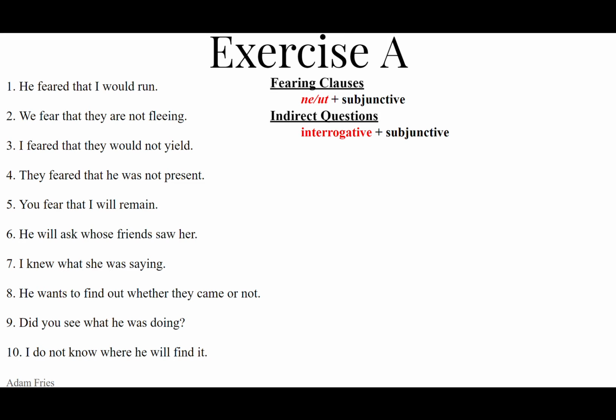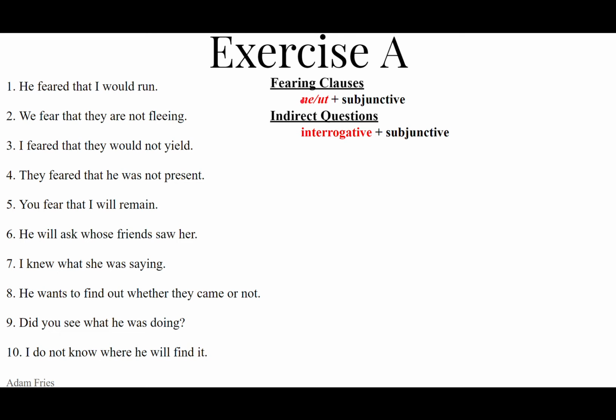Quick review for fearing clauses, introduced by verbs of fearing like timeo, timere, timui, no fourth principal part, and the deponent verb vereor, vereri, veritus sum. Remember, deponent verbs are passive in form, active in meaning. So a verb of fearing like timeo or vereor, then the conjunction ne or ut.